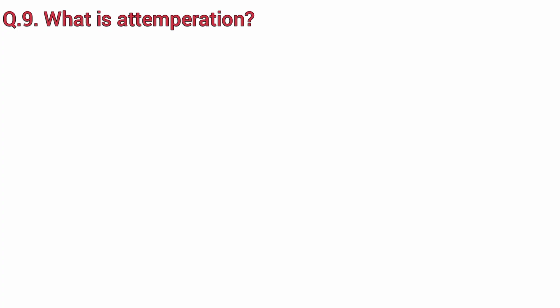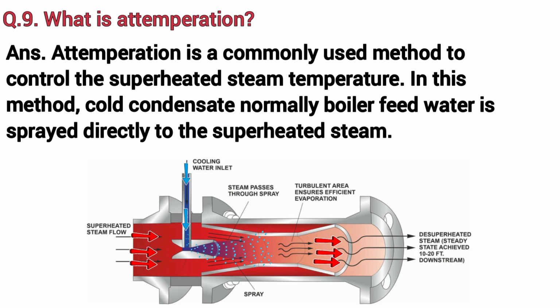What is attemperation? Attemperation is a commonly used method to control the superheated steam temperature. In this method, cold condensate, normally boiler feed water, is sprayed directly into the superheated steam.